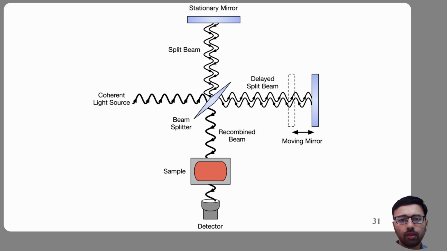The two beams return to the beam splitter and recombine. Because their path lengths differ, the waves interfere constructively or destructively depending on the mirror position. The result is a continuously varying interference signal, that is the interferogram.